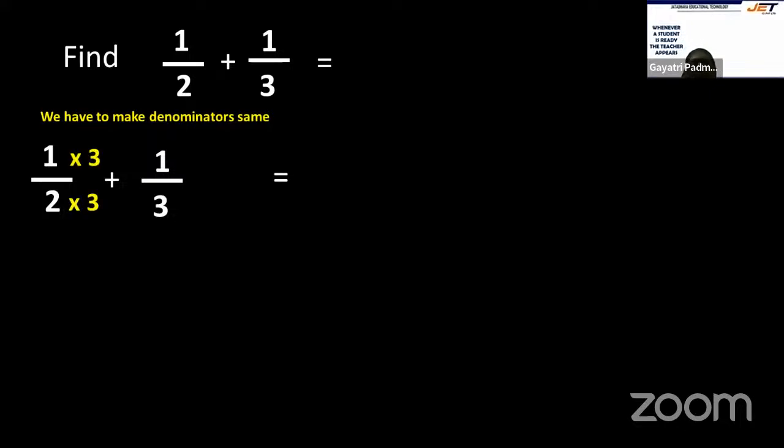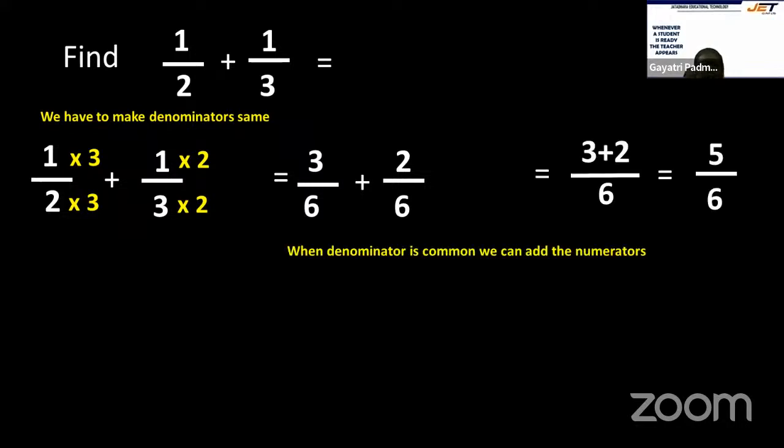So 1 by 2 plus 1 by 3. If you multiply and divide by 3, what happens? And here multiply and divide by 2. So there you will get 3 by 6 plus 2 by 6. So which is 5 by 6.